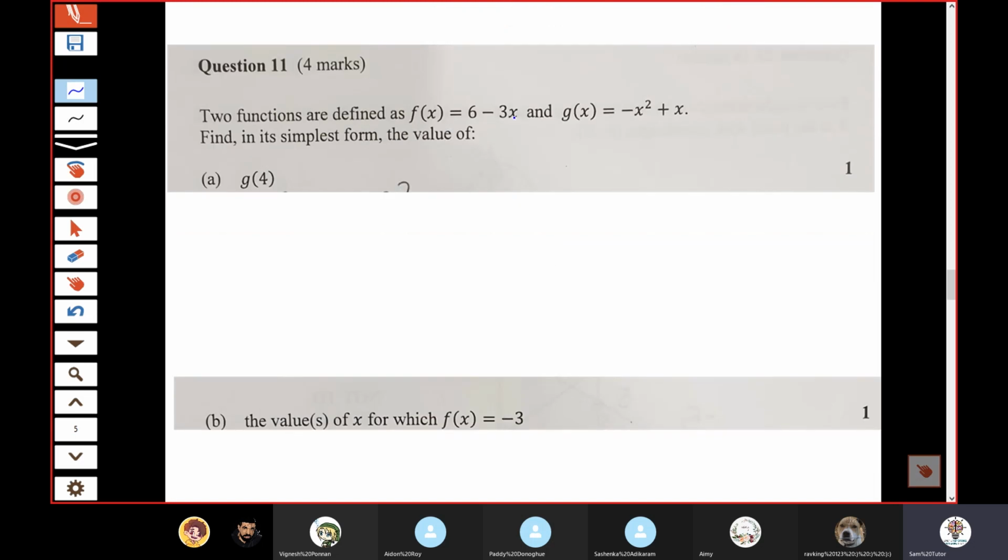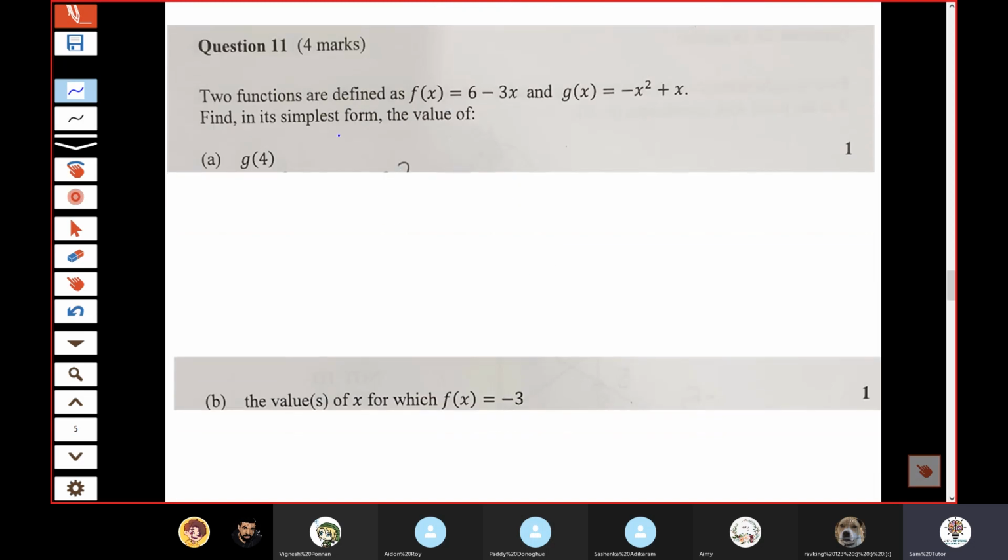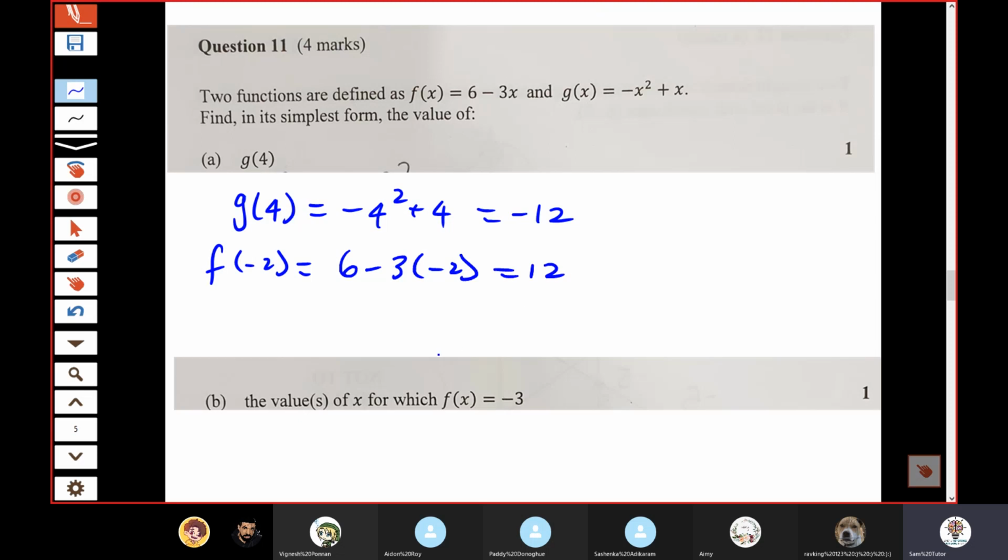Two functions are defined as f of x and g of x. Find in its simplest form the value of g of 4. Very easy. G of 4, you're just going to sub it into g of x. That gives you negative 16 plus 4, negative 12. Nice and simple. If I ask you what is f of negative 2, it just means sub in negative 2 into your x value, which would have given you 12, for example. Easy.